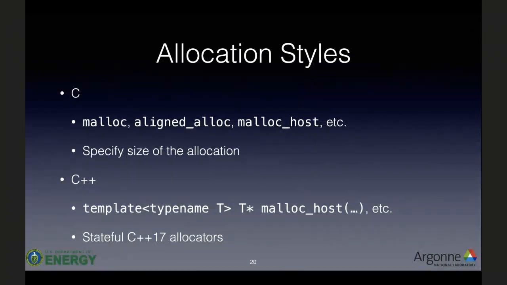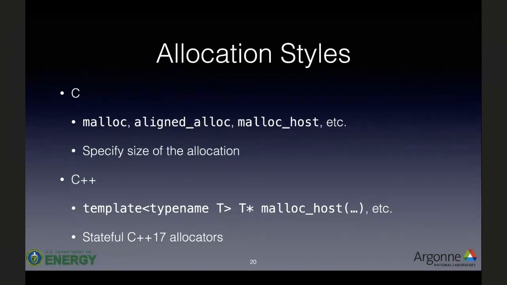And there are different allocation styles. There are C calls, a malloc call, and an aligned malloc. There's malloc host, malloc device, malloc shared, aligned host, a bunch. Like in C, you specify everything, including the size. There's also a C++ version, a template that returns a typed pointer, and you just tell it how many elements you need for your array. You don't have to worry about the size of it.